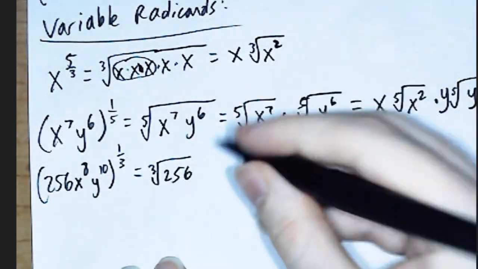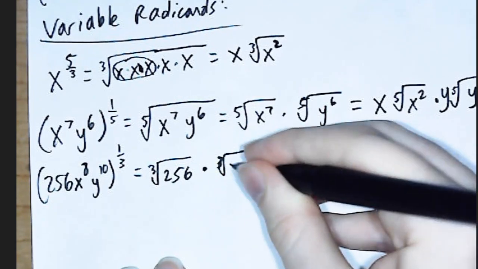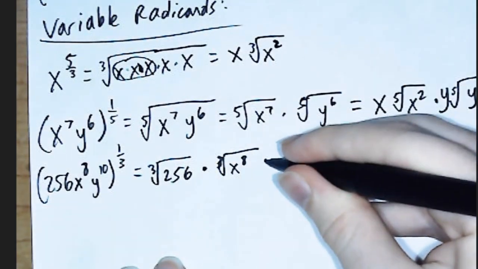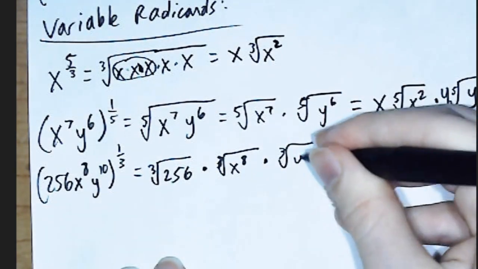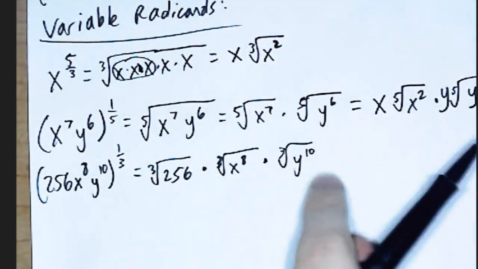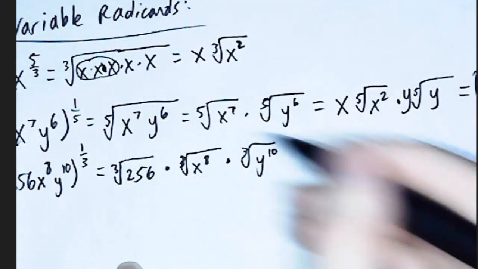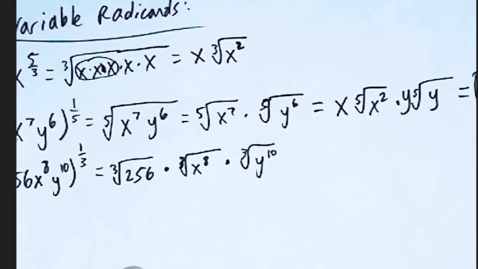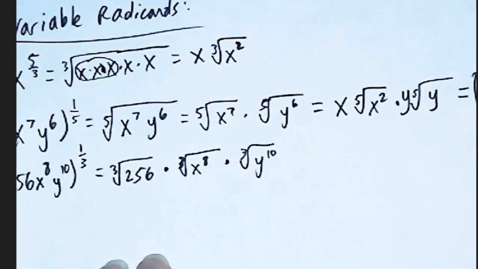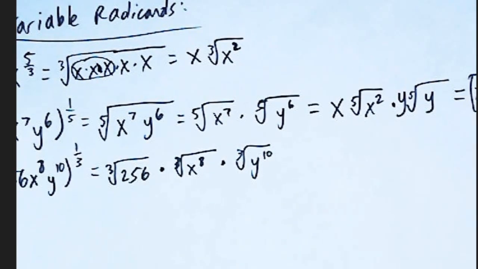Okay, 256 is under here. Cube root of x to the 8th. And the cube root of y to the 10th. We split this up into 3 parts, and we're going to deal with each one separately, and then put all of our answers together at the end. So, the cube root of 256, you're going to do that first. The cube root of x to the 8th, you're going to do that second. And then the cube root of y to the 10th, you're going to do that third.